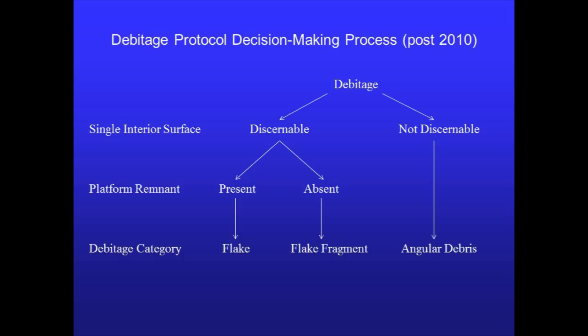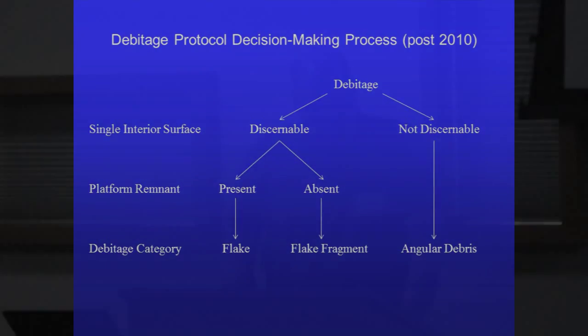Triangular debris and flake fragments, we will analyze the raw material, and sometimes we'll weigh them by provenience if we think we can get something useful out of it. For the flakes, we do an additional step, which is to look at the platform remnant type.